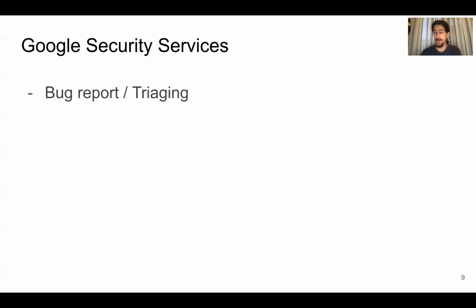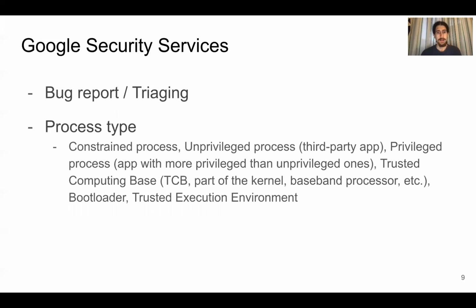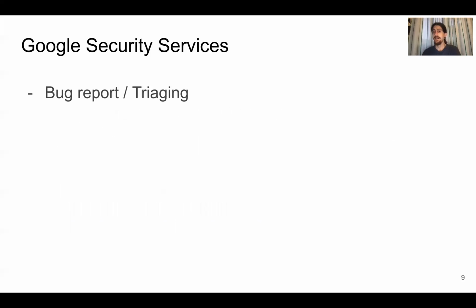All right, other things. We have bug reporting and triaging. The idea here is that if I find a bug, I submit the bug to Google and Google is going to fix it and maybe give me some money. I have more details about this process later, but the idea is that there is a centralized place where you can submit bugs. These bugs are going to be fixed in maybe the next version of Android, and then eventually there's going to be an update of the Android system and people are going to be protected from these specific bugs.